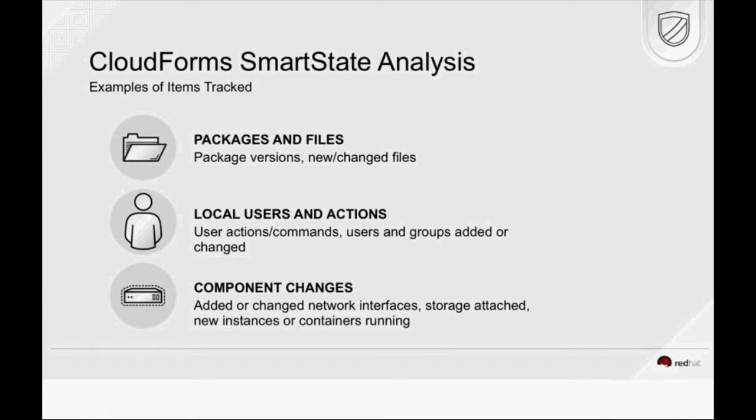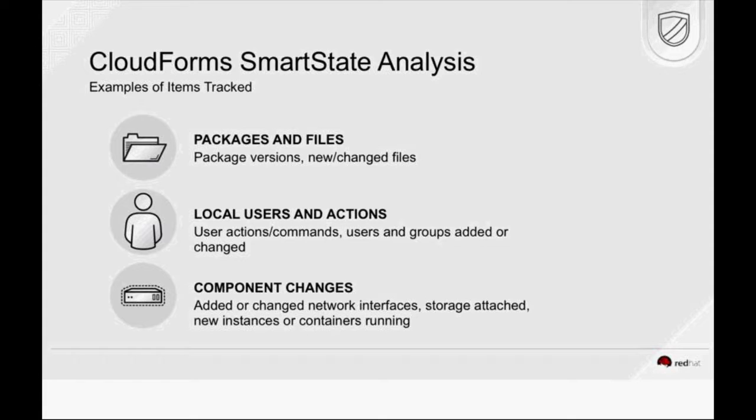So in the smart state analysis, a number of things are tracked. The biggest thing is packages and files. So package versions, new packages that have been installed, version changes, new or changed files on the node. That can be pretty significant if you're trying to detect a node that's been compromised. Second are local users that have been created or changed, local groups or actions performed by local users. Those are recorded and tracked and can be reported on and alerted on.